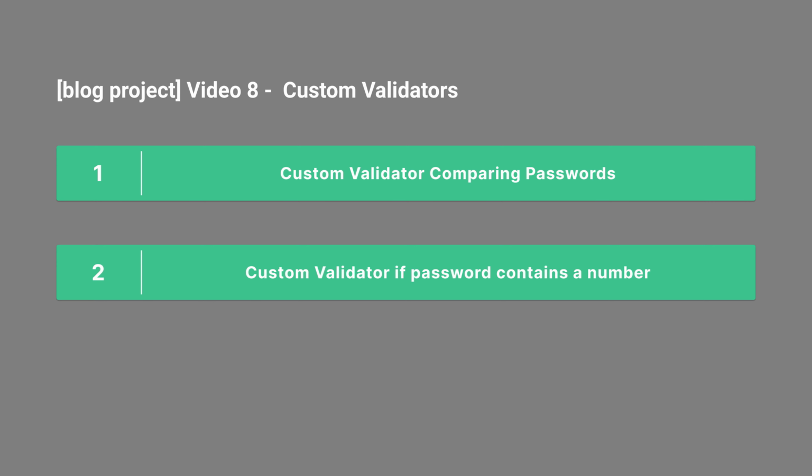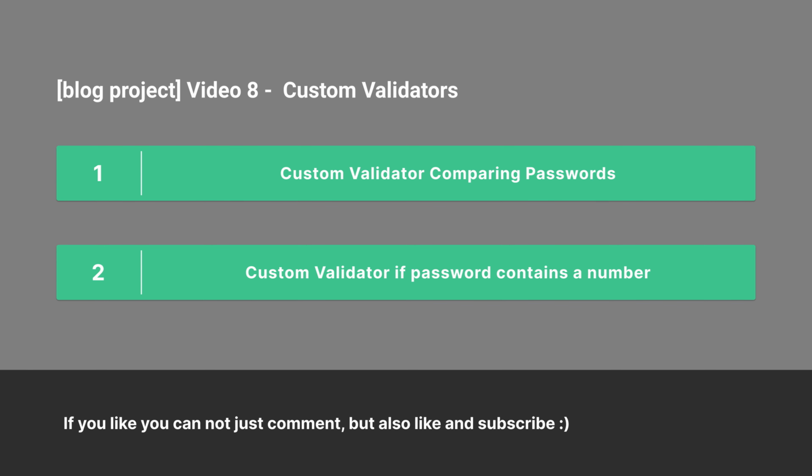So let's have a short look at video 8, and there we will deal with custom validators. So the first validator will be, we will compare our two passwords in our register component, and we check if they are the same. And the second one is we want to check if our password contains a number. So we will just handle custom validators and not more. So this video will be coming in two days.